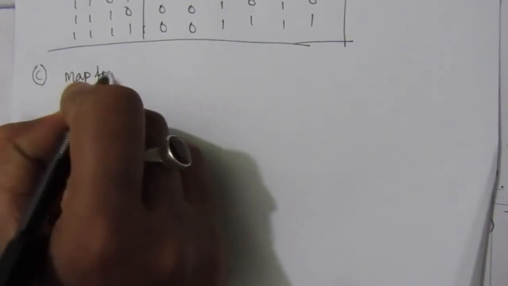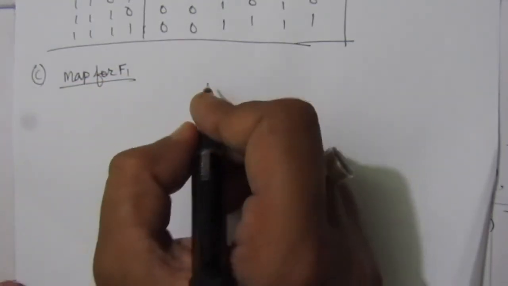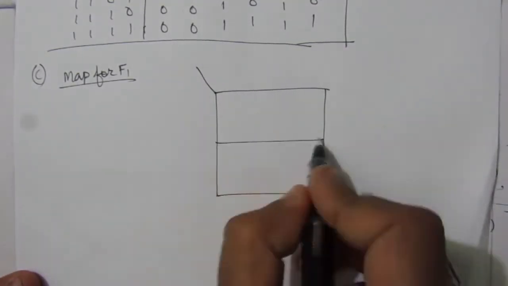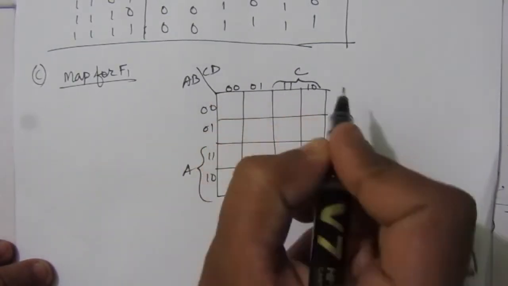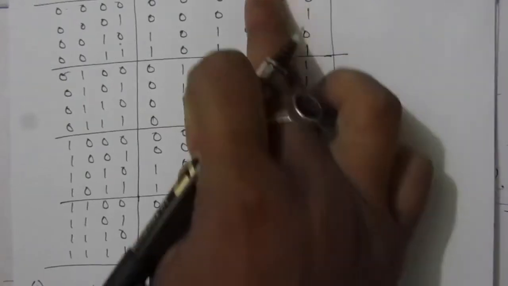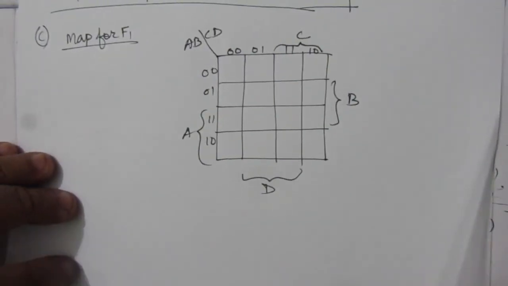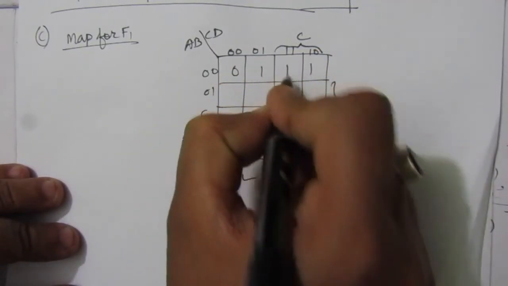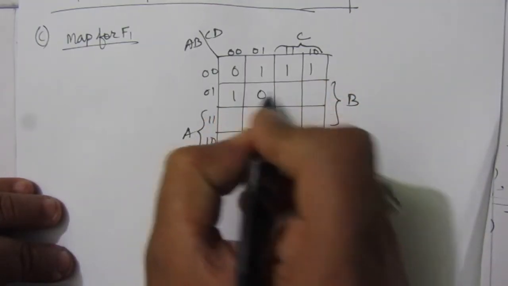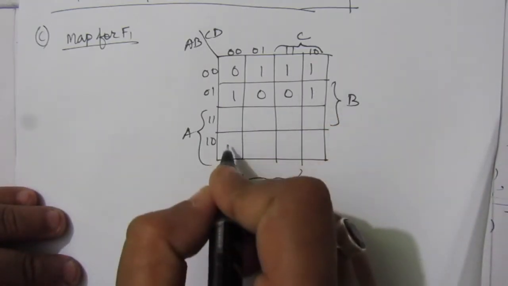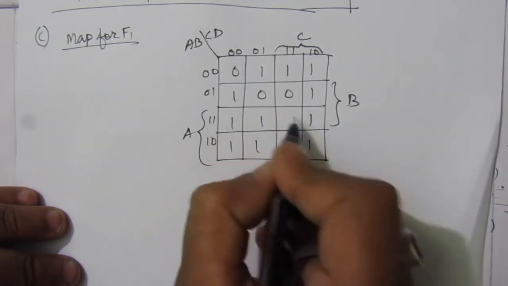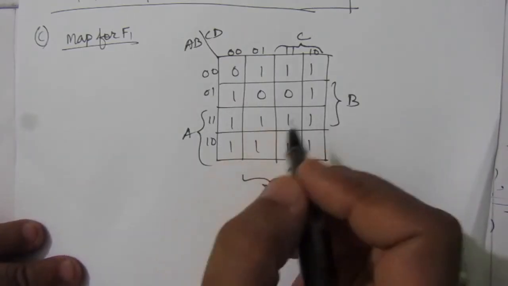Map for F1. So we have 4 input variables. Now we'll put these F1 values. This F1 column we have to put here in this table. So in F1 we have 0111, then we have 1010, then we have 1111, 1111. So this is the four variable map for F1.